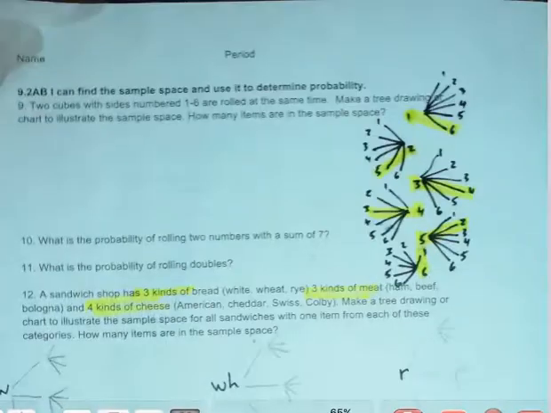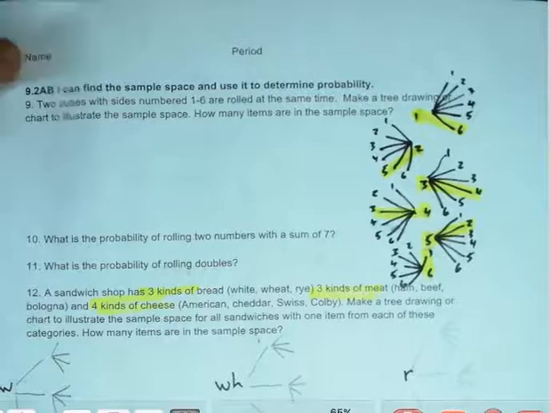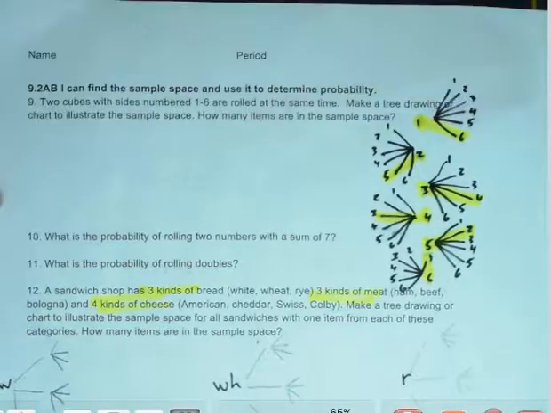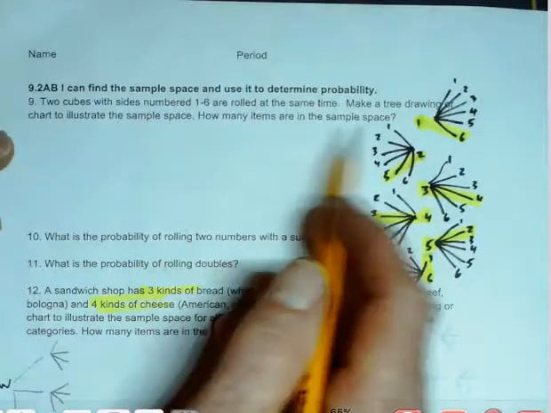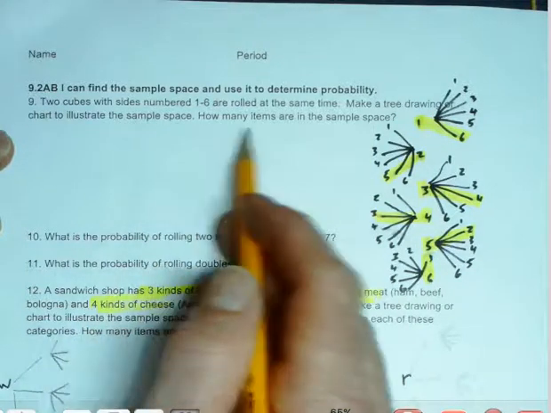This is where I did some of the work for you ahead of time. 9.2ab. I can find the sample space and use it to determine probability. Two cubes, sides numbered 1 through 6, are rolled at the same time. Make a tree diagram to illustrate the sample space. How many items in the sample space?